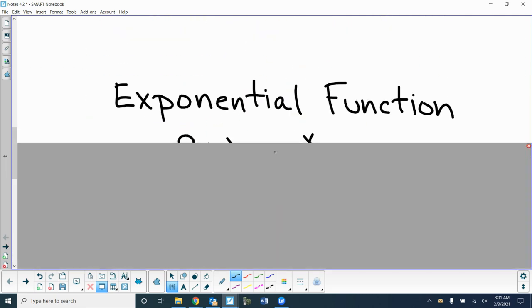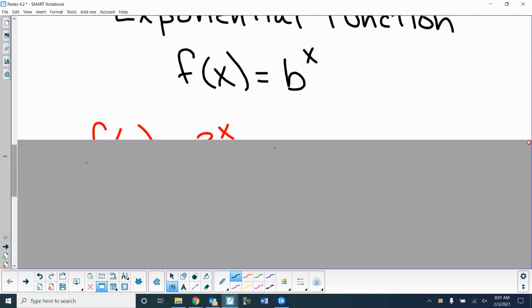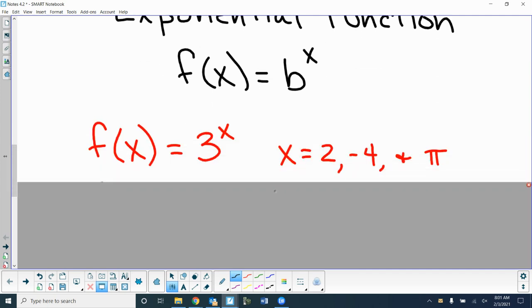Whoa, things jumping around on me. All right, here we go. So here's one. My base is 3. All right, so 3 to the x is an exponential function. So they'll give you values for x. So you just substitute those values in. So if I put a 2 in, what's 3 to the second? 9, right?